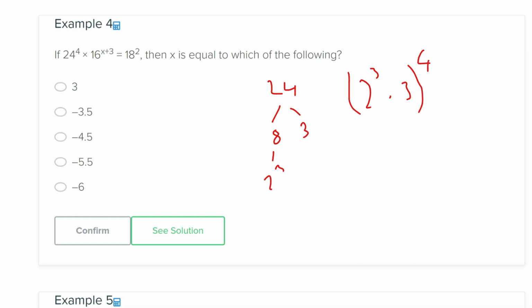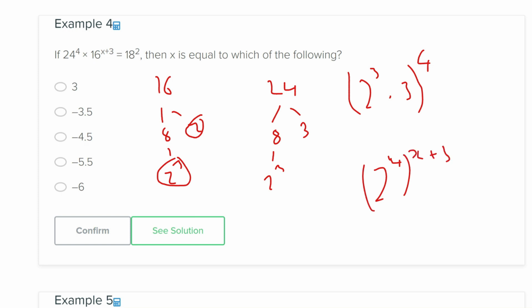Let's do the same thing to 16. 16, hopefully you know off by heart, is 2 to the power of 4, but if you didn't, it was 8 times 2, and 8 is 2 cubed, as we saw earlier, so in total there are 4 2's. There's 1 there, 3 more there, so either way it's 2 to the power of 4. So I'm not going to call it 16 anymore, I'm going to call it 2 to the 4, to the power of x plus 3.